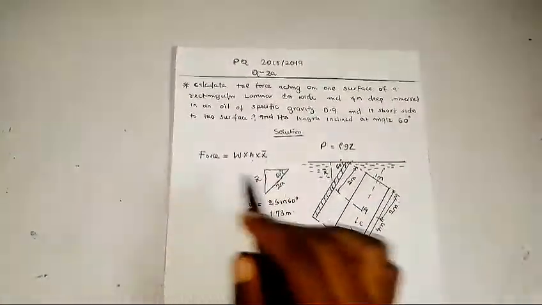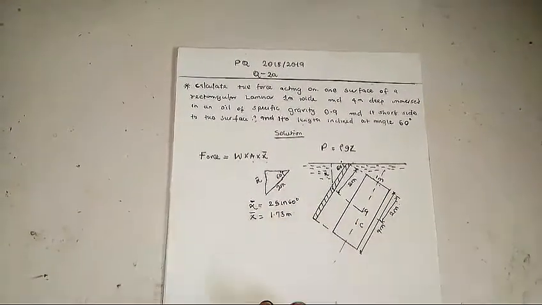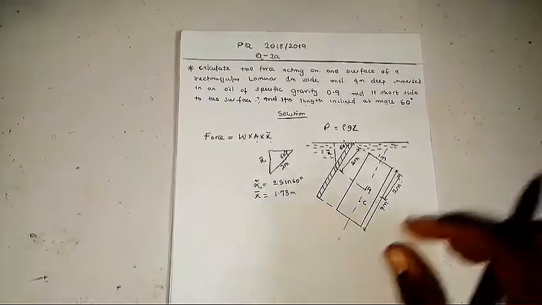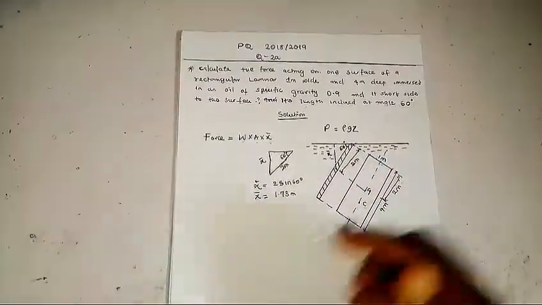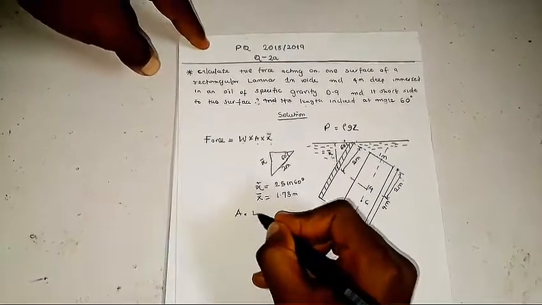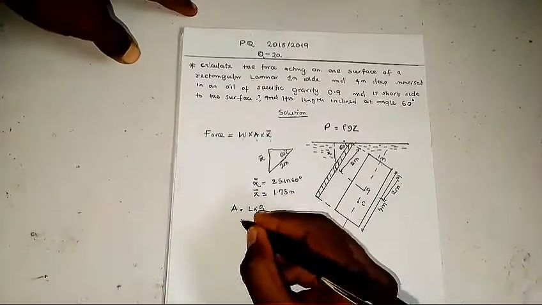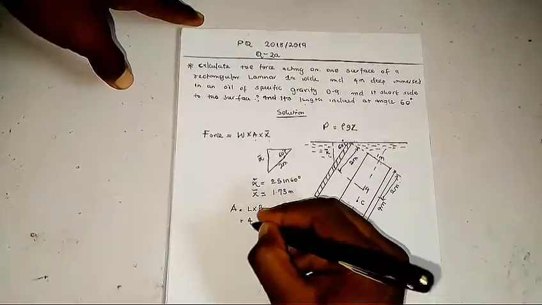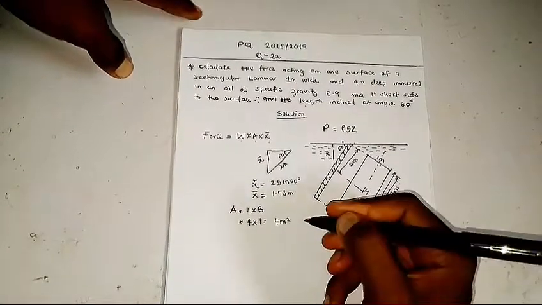Remember, we need this formula. This is the formula we're making use of. So we need the area of the body on which the pressure is acting, which is our rectangular lamina. To calculate the area of my rectangular lamina, we know that area is equal to what? Length times breadth, right? So the length of my rectangular lamina, which is 4, times the breadth, which is 1, is equal to 4 meters squared.